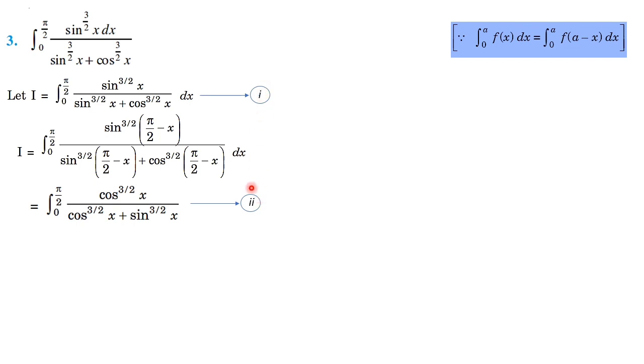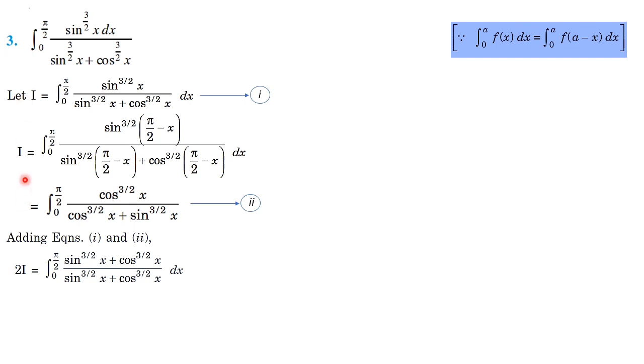The procedure we know: we have to add the first and second equations for the next step. Then I plus I will be coming as 2I, with 0 to π/2 common. Then it is quite familiar here: sin^(3/2) x plus cos^(3/2) x. The denominator is the same for both equations, so just consider it as a common denominator. Since the denominators are the same, what can we do? The numerators we can simply add, so sin^(3/2) x plus cos^(3/2) x. Both numerator and denominator are the same, we can cancel and we will get 1.